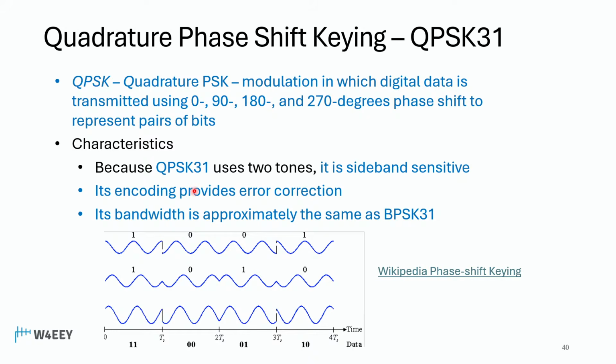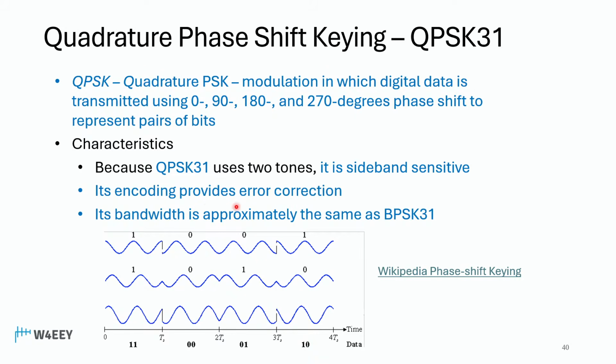Characteristics: because QPSK31 uses 2 tones, it is sideband sensitive. Now, what does that mean? You're probably wondering. Well, remember the picture we showed you of an AM signal with an upper sideband and a lower sideband? Well, if that transmission contained 2 tones, the lower tone would be closer to the carrier. So on lower sideband and upper sideband, the tones would be flipped in frequency. So because we've got 2 tones in use, that makes it sideband sensitive.